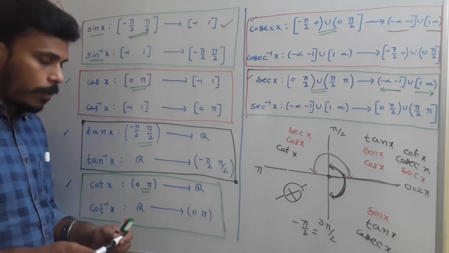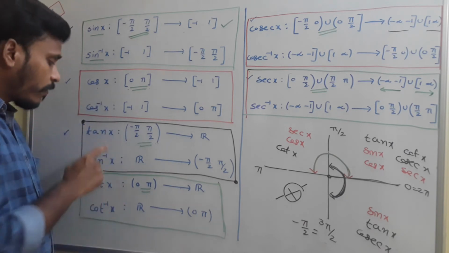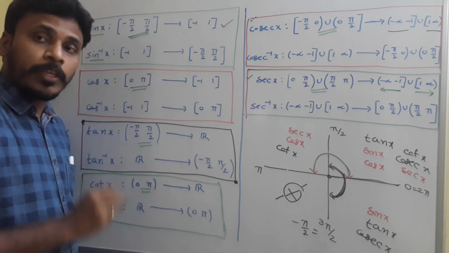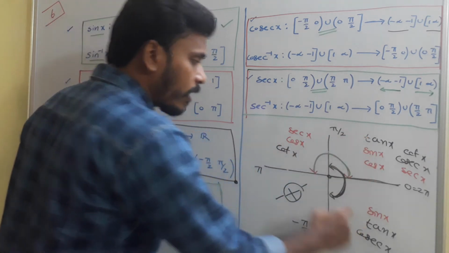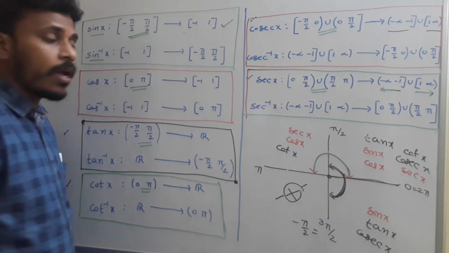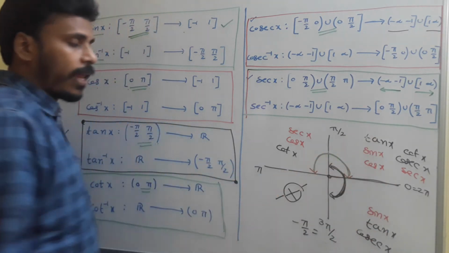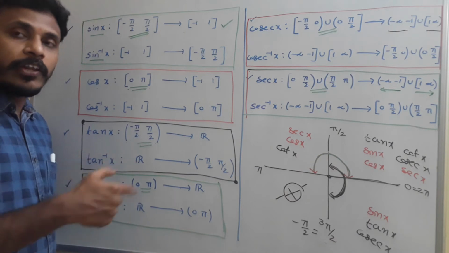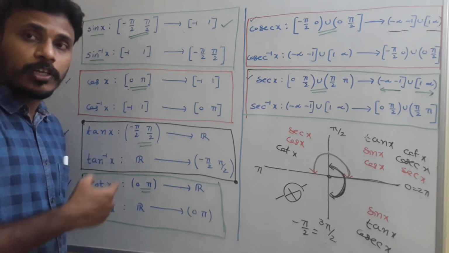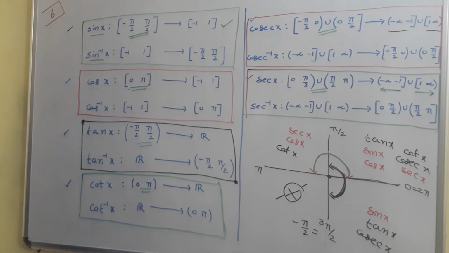So if anybody asks you to mention the domain of tan x or the range of tan inverse x, you need to think about these three quadrants. Among these three, one positive and one negative we need to accept, and to be symmetrical, we need to accept the fourth and first. Like that we need to recall the domains and ranges of all these trigonometric functions. At the end, just have a look and I will continue.